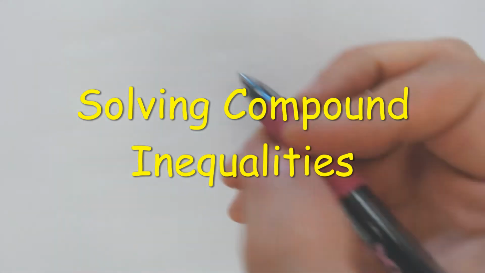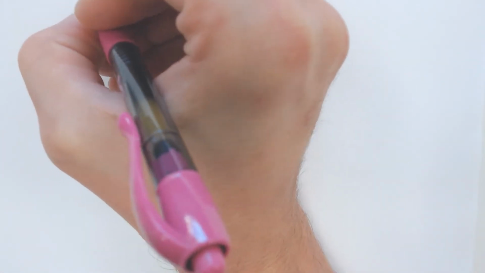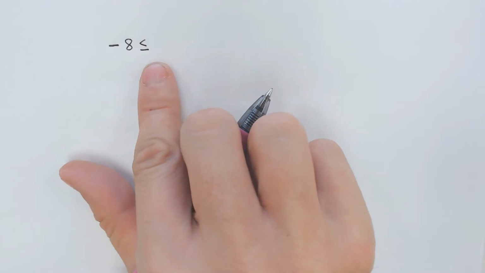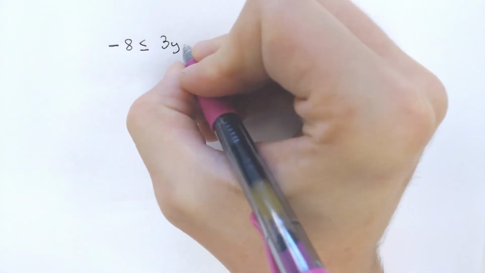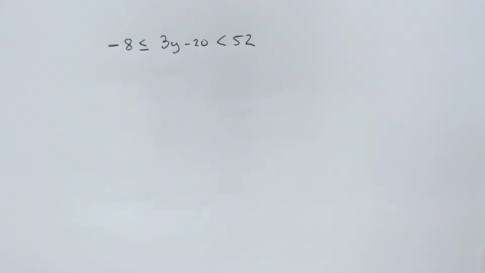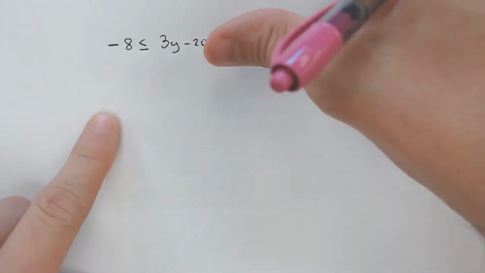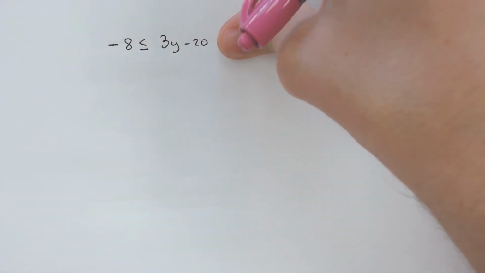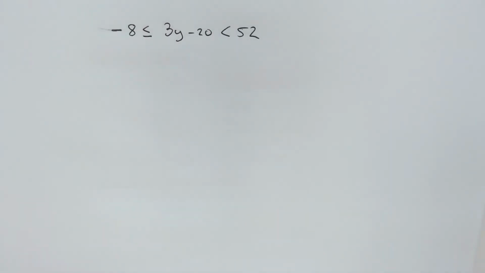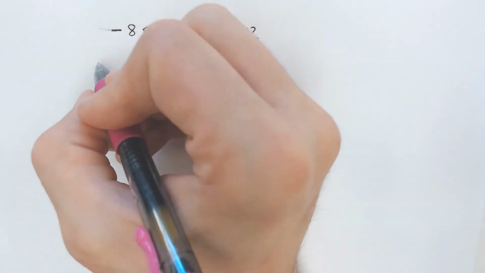Let's get into it. So a compound inequality is an inequality where you got something like negative 8 less than or equal to 3y minus 20 less than 52. So an inequality that is compound means you actually have two inequalities. You got your first one right here, and you got your next one right there. And you're just going to solve them both individually and separately, I might add. I would recommend doing one at a time.